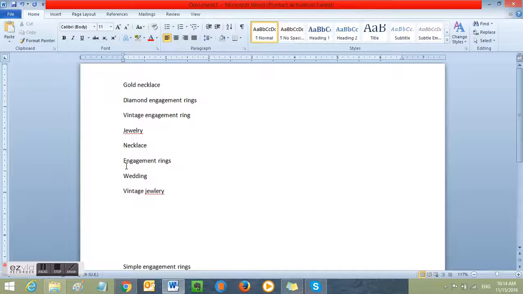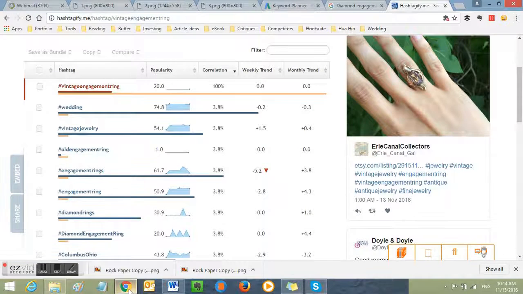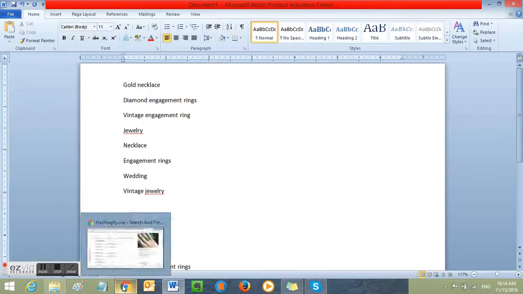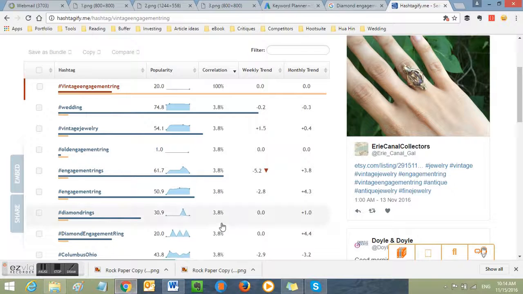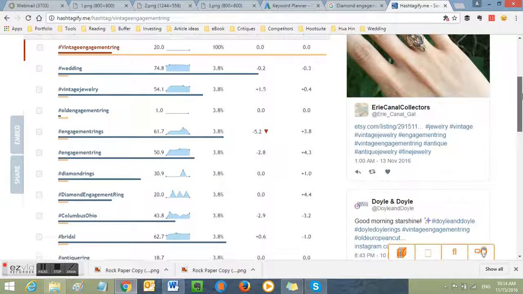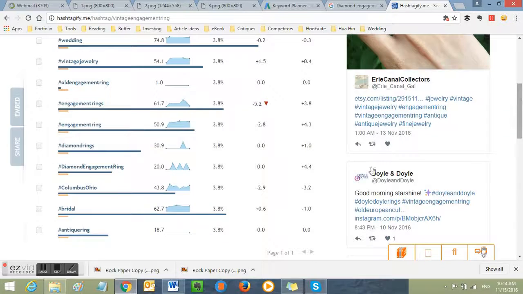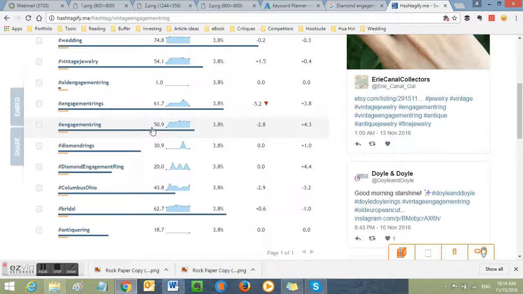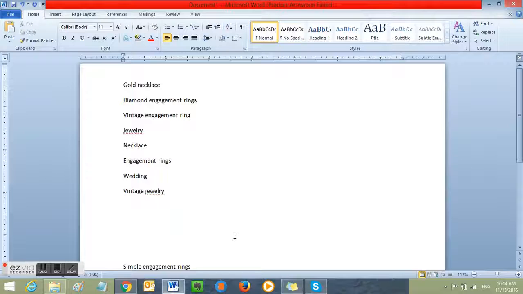Vintage jewelry. I used to live in the UK, so I'm used to UK spelling, so US is a little bit different, but yeah, always mix, not always, but sometimes. Engagement rings, jewelry, and then I think we've got engagement rings already here. Yeah, engagement rings, engagement ring, bridal on our list.